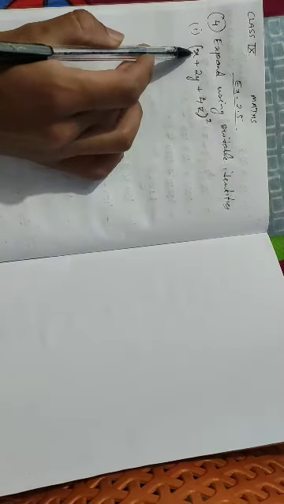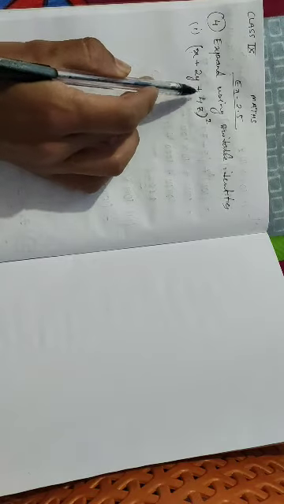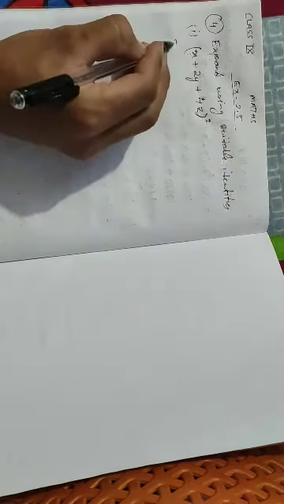Okay, and we are going to start with number 4. The question is: expand using the suitable identities. Now we'll go to question number 1, which is (x + 2y + 4z) whole square. You have to expand this using a suitable identity.